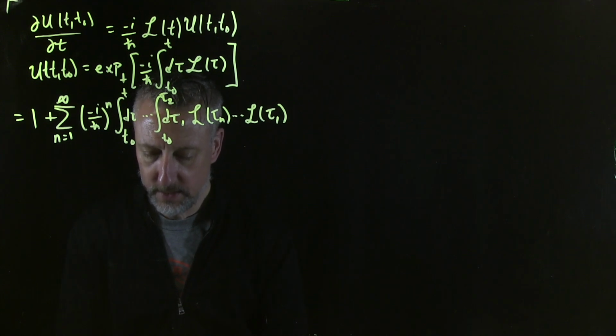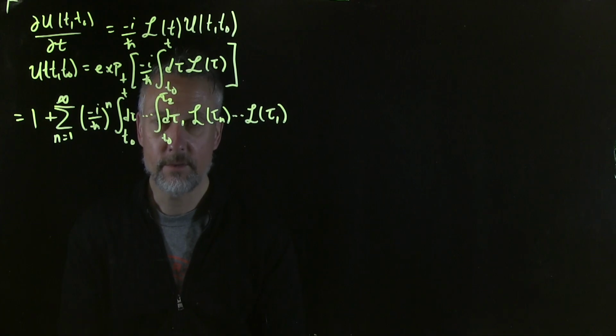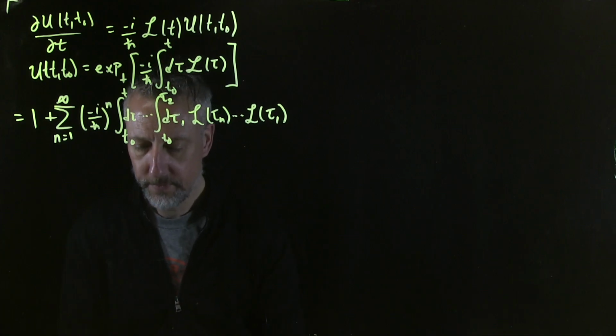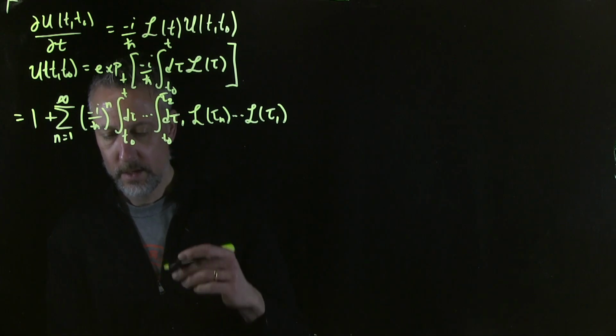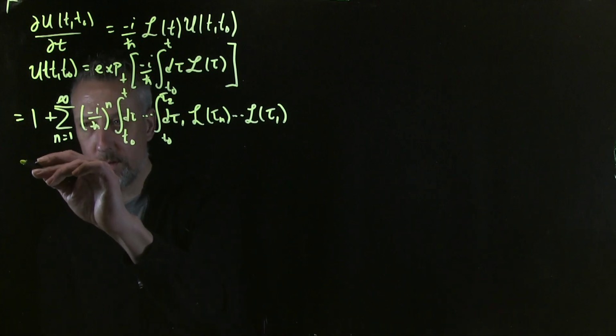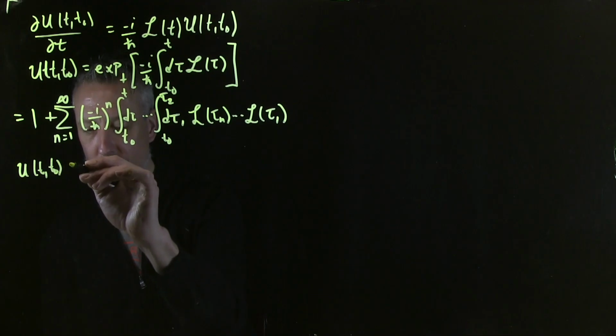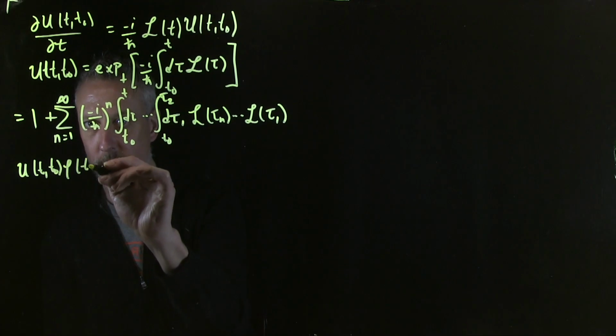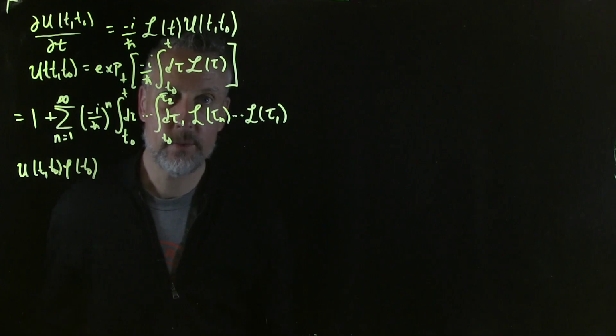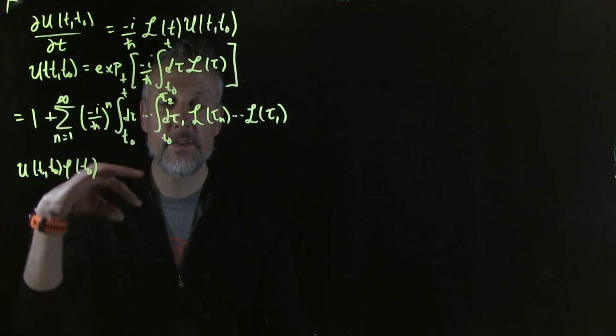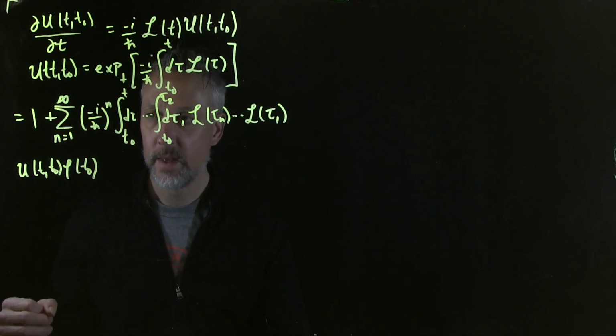Now we can ask ourselves, what does U operating on rho do? Right, because that's sort of what we're interested in. So let's do that. So U of t, t naught operating on rho of t naught. Why do we care about this? We care about this because this is how we get our system to be evolved in time.